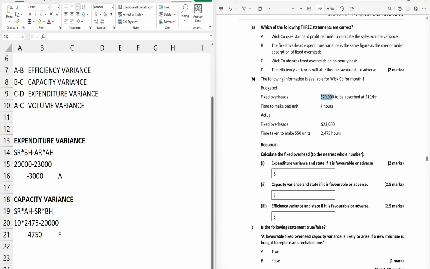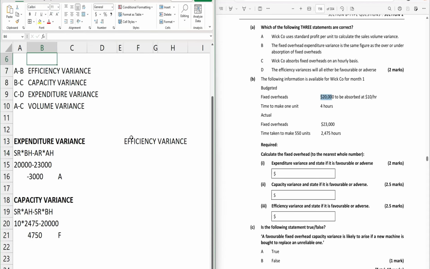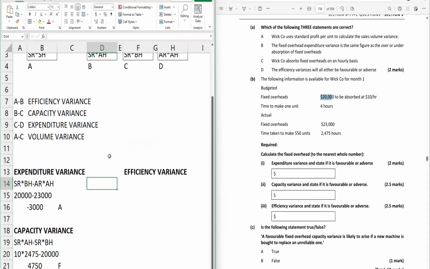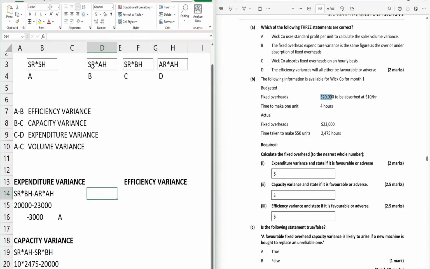Okay, then next is your efficiency variance. And to calculate efficiency variance, let's move towards the formula, which is A minus B. A minus B means your SR into SH and SR into AH. SR into SH minus SR into AH. Or you can take the common SR. If you have remembered the formula, you might remember it like this: SR into SH minus AH.